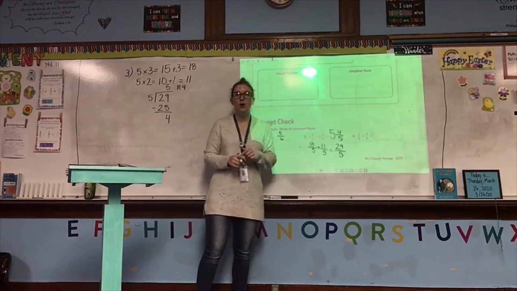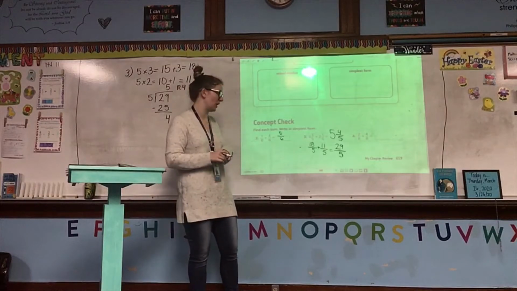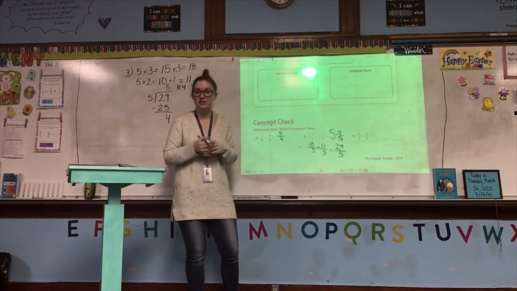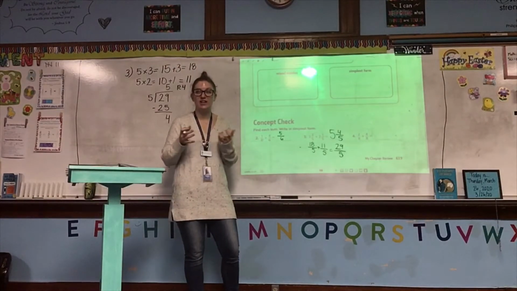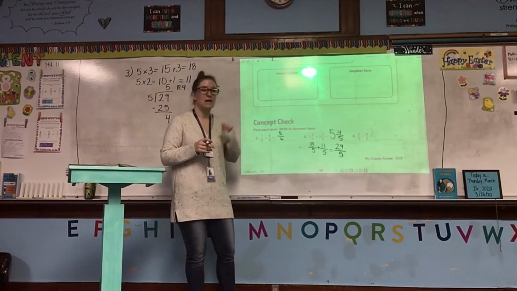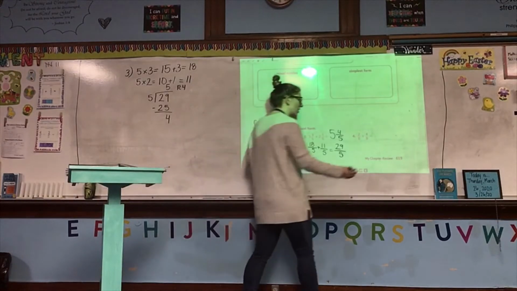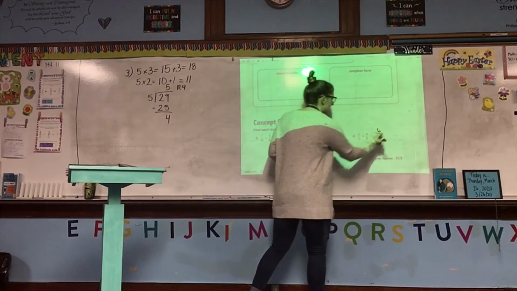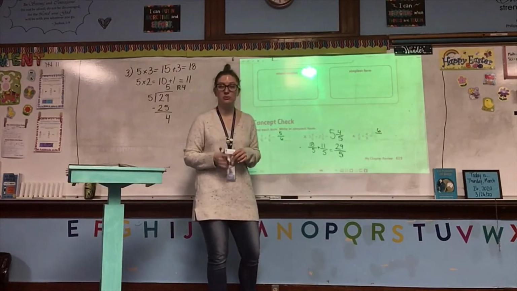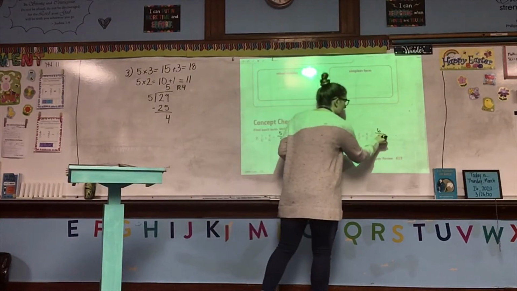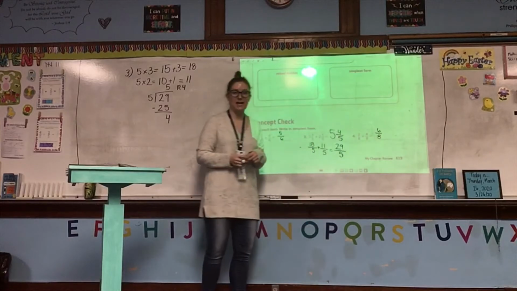Okay, number 4, we have 2/8 plus 4/8. These are regular like fractions, so we can go ahead and add them normally. Step 1, add the numerators. 2 plus 4 is 6. Step 2, the denominator stays the same. So our answer is 6/8.